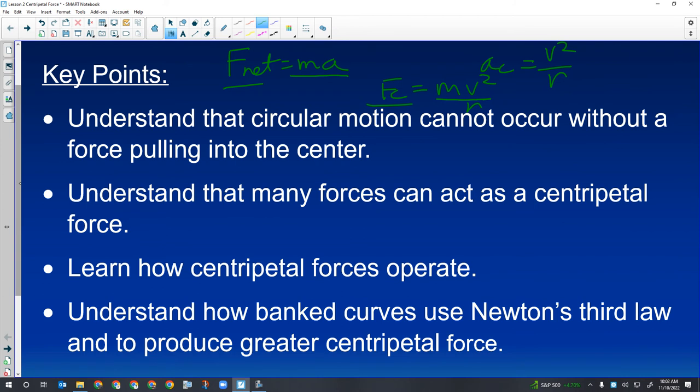So a banked curve is like the on-ramp out here to get onto Highway 2. You'll notice that when you take that, it's banked. It's not level like this. All the corners in town are all level. They're unbanked curves. But interchanges use banked curves because they allow us to take up less space, but they also increase the safety because they don't rely on friction to keep you in the corner.